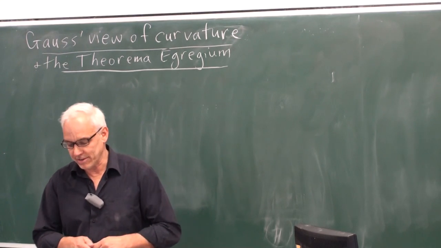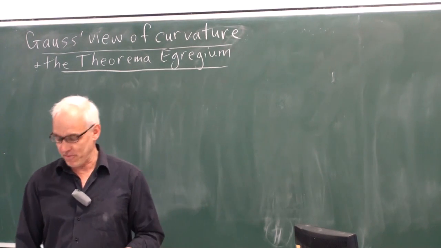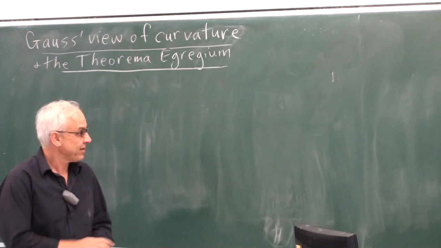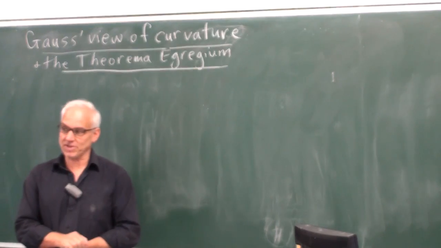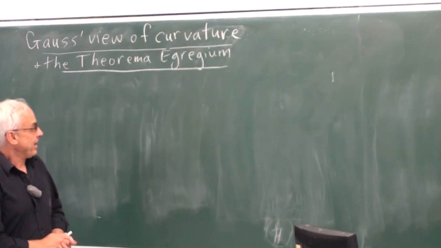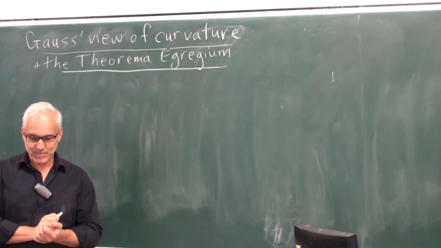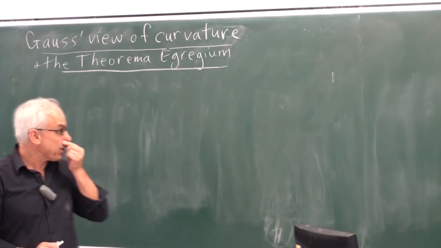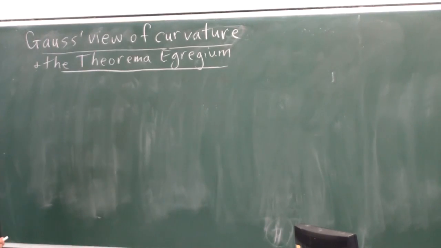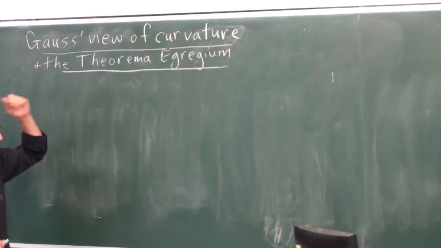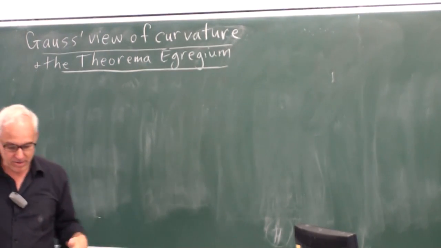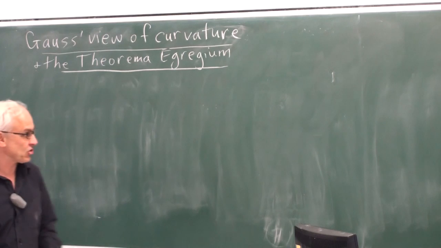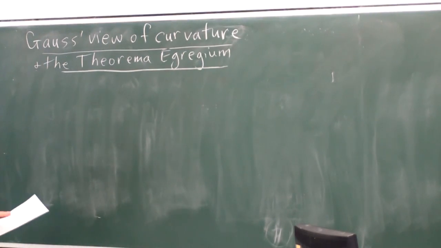I'm Norman Wildberger, and today we're finishing up this beginner's course in differential geometry, at least for the time being. We're going to talk today about Gauss and his view of curvature, say a little bit more about the Theorema Egregium, and connect also to some discrete differential geometry.